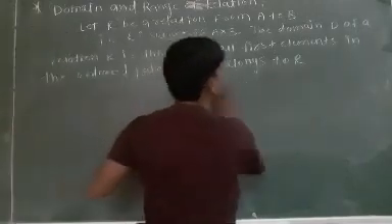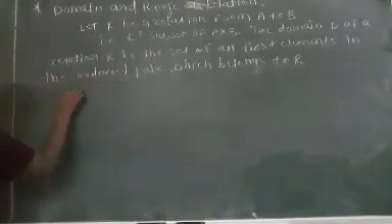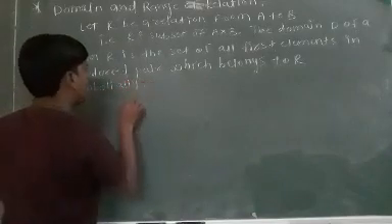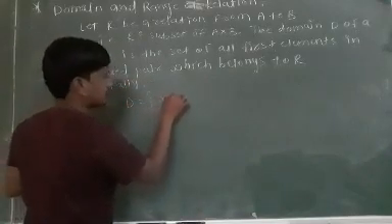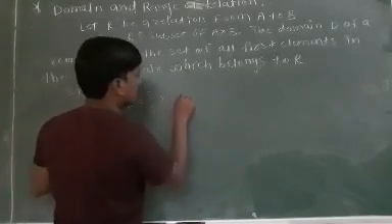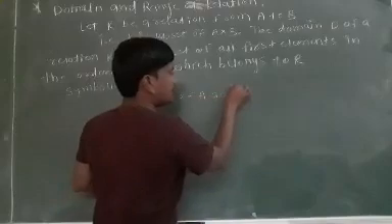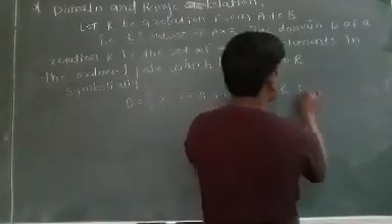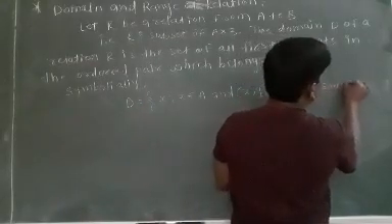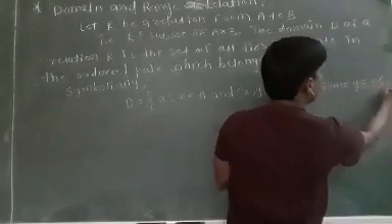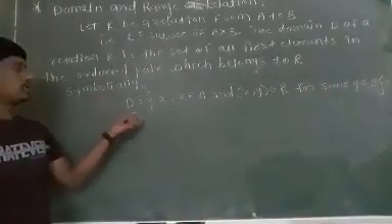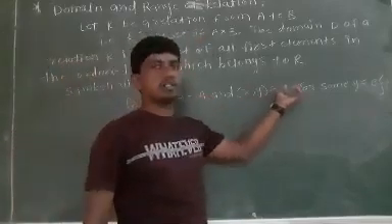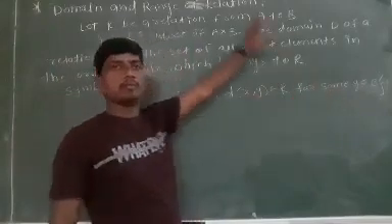Symbolically, it can be written as: domain D is nothing but the set of all x where x belongs to A and the ordered pair (x, y) belongs to relation R for some y belonging to B. This is our domain of a relation. The domain of a relation contains all those elements of set A where the ordered pair (x, y) belongs to relation R for some y belonging to B.